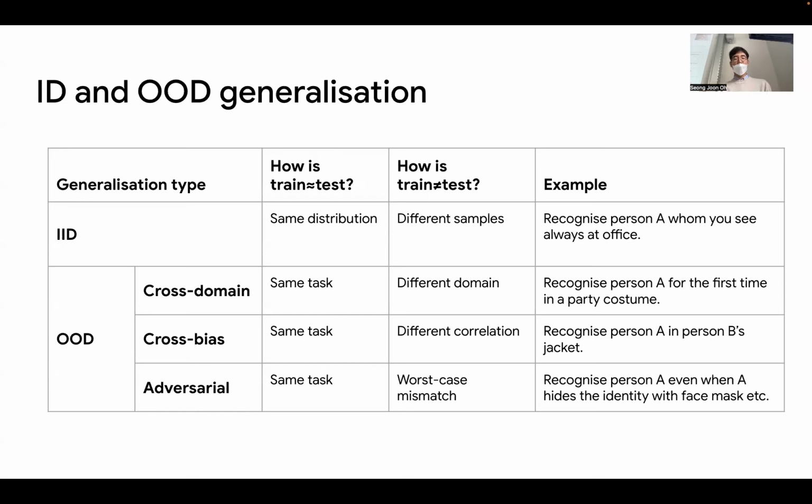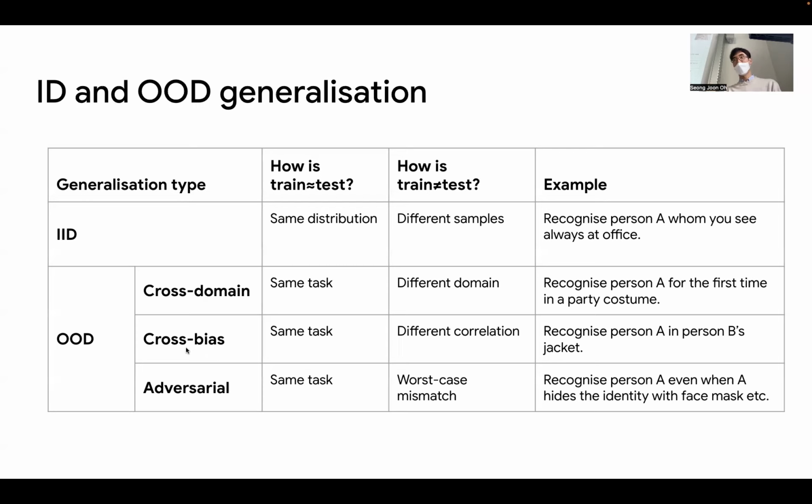Cross-domain generalization means the training and test sets have different domains. For example, you need to recognize the person based on certain features, but now one of the features is changing from training to test. You have seen the person in office environments all the time, but now you have to recognize the same person in a party costume. And how are you going to do that?